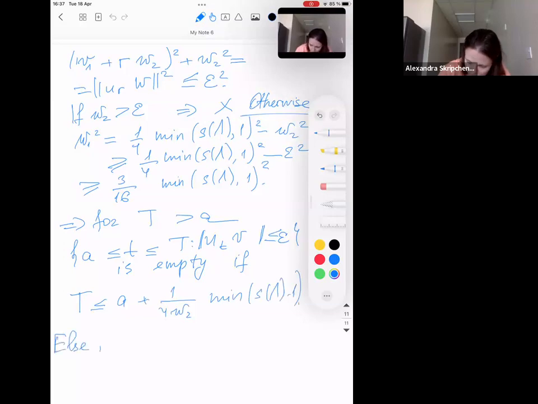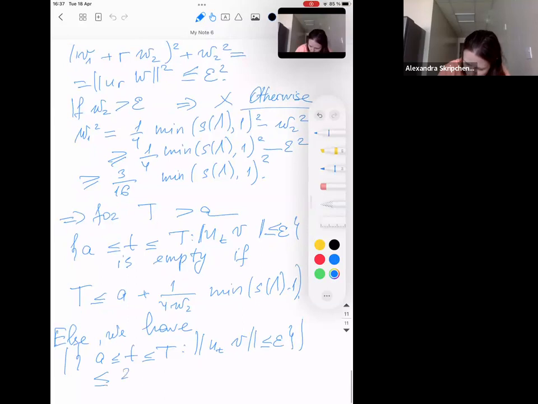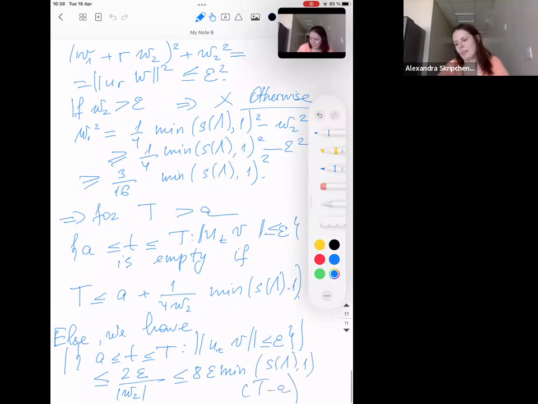Otherwise, what do we have? We can look at the set of elements such that the corresponding norm is smaller than epsilon. And we can estimate it in terms of W2 and its norm. But we know what happens with this norm. So we can write the following formula.